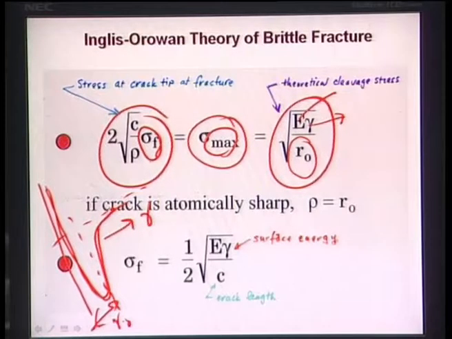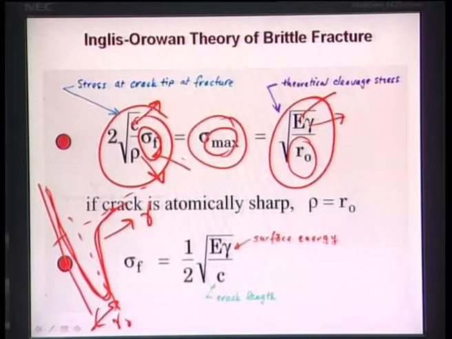Okay, so I repeat, what are the different terms? C is the crack length at the point of fracture at sigma f. Rho is the crack tip radius of curvature at that critical condition. Sigma f is the externally applied stress, sigma equal to sigma f. Sigma max is the crack tip stress intensity, or the stress realized just at the crack tip.